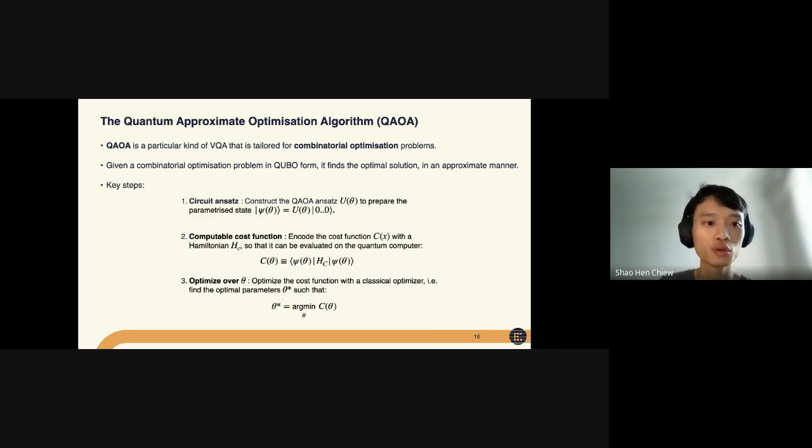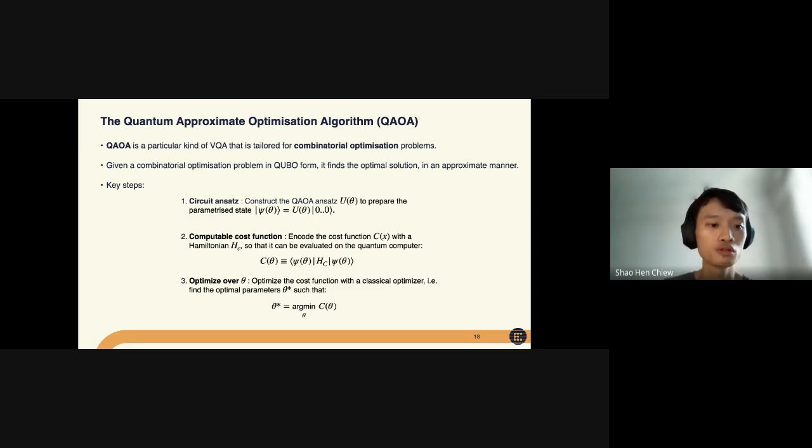So what are the key steps of the QAOA algorithm? Being a variational quantum algorithm, it also shares the same components as the VQA. So firstly, we need to define a circuit ansatz. And QAOA provides an explicit example of a circuit ansatz U theta, which I'll show in the next slide. So this allows you to prepare parameterized states, which you can then optimize over.